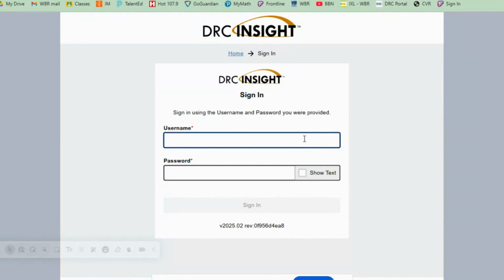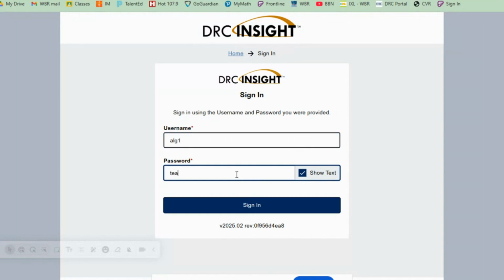Let's go on to session 2. Just as before, the username is ALG1. The password is teach, TEACH, 2025. If for some reason it doesn't log in the first time you click it, if it says error, close that tab, go back to it through the link of the Google Classroom, and then try again. But it's ALG1 Teach 2025.